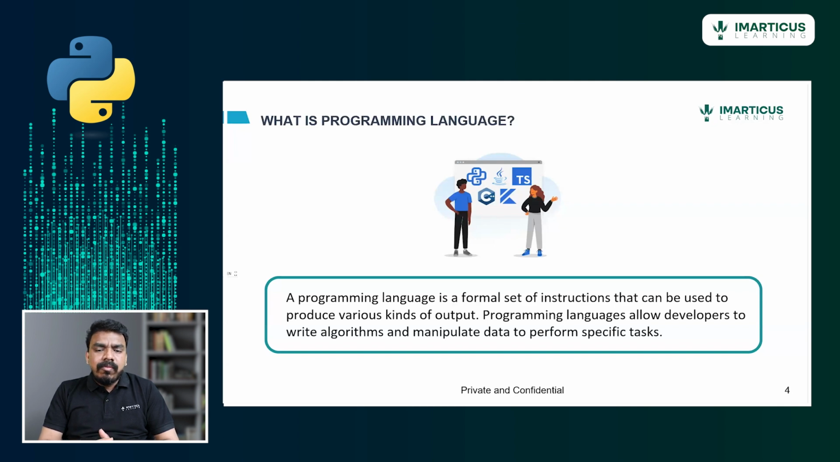For an example, consider while communicating with you, I'll be using English as the language. While communicating in English, we follow a certain set of grammar, right? So in the same way, while working in a programming language, you need to follow a certain set of syntax, which is also called grammar, right? So a programming language is a formal set of instructions that can be used to produce various kinds of outputs. Programming language allows developers to write algorithms, manipulate the algorithms, and as well as to perform various specific tasks.